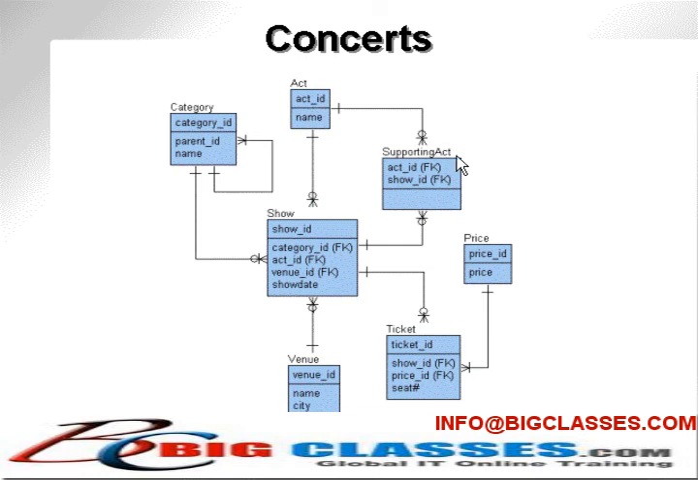Also, there's a supporting act for each act at each show. Thus, the many-to-many relationship between act and show is resolved by supporting act. We also have categories of shows, such as jazz festival, rock concert, ice show, etc. We also have a rather interesting self-join here, where a category can be part of a parent category, as in rock shows could be divided into grunge rock or heavy rock, etc.